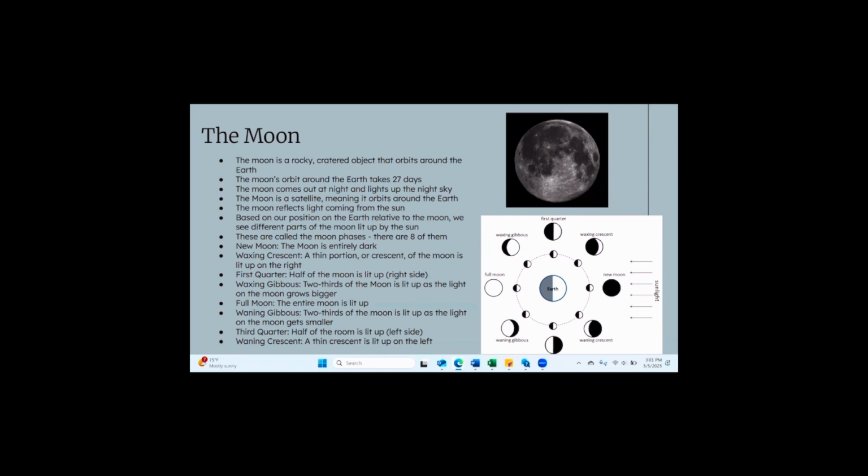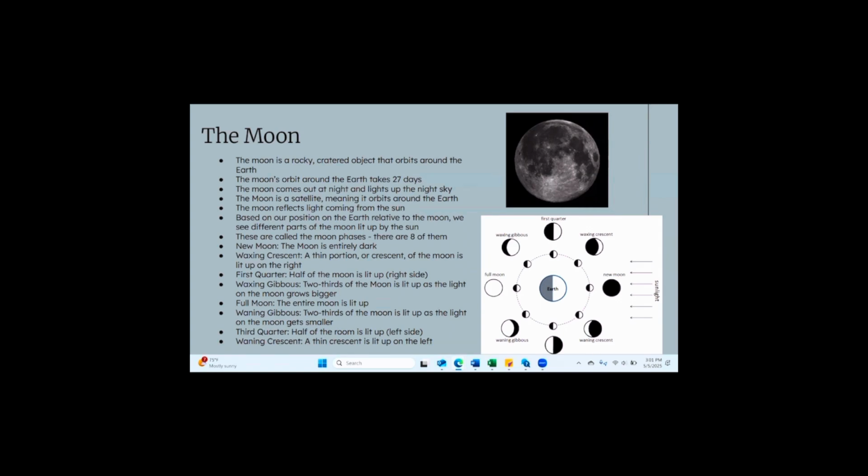Based on our position on the Earth relative to the moon, we see different parts of the moon lit up by the sun, which is why sometimes when you look up at the moon, it looks like it's a different size. That's just the amount of light we're able to see from the sun. These different parts that are lit up by the sun are called the moon phases, and there are 8 of them. There's new moon, waxing crescent, first quarter, waxing gibbous, full moon, waning gibbous, third quarter, and waning crescent.